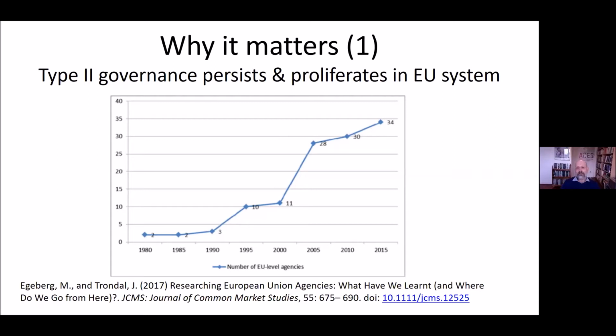You see, over the last 20 years, we have had a real proliferation. Today we have 36 EU agencies, and they are not only in very technical fields. We have many agencies in the fields of justice and home affairs, also in foreign and security policy, or in the area of financial supervision.